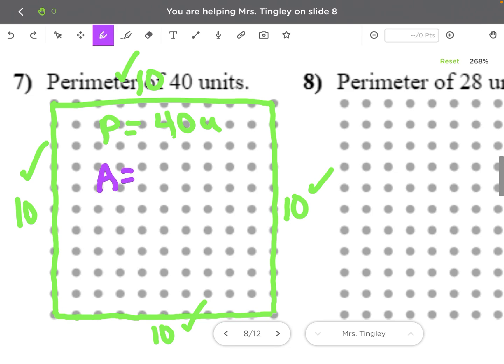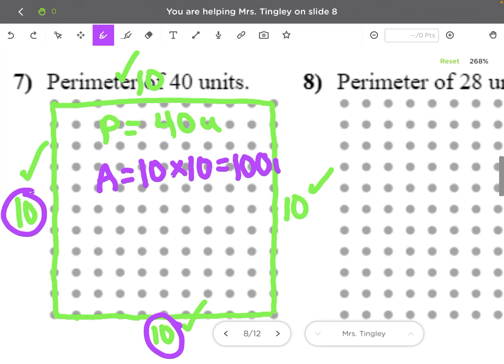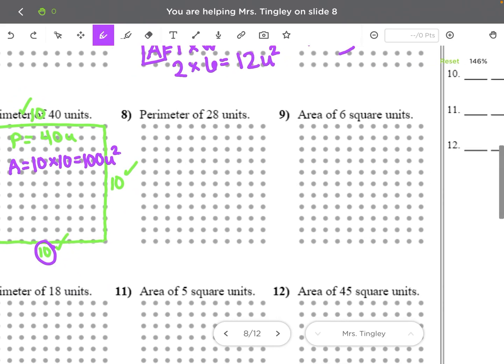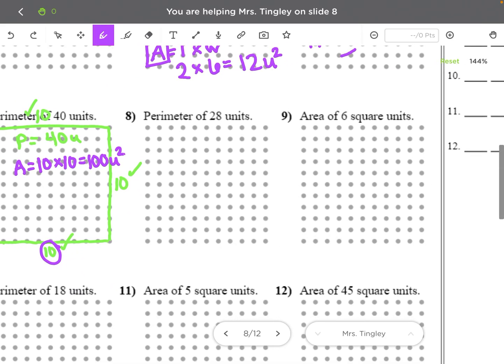Now we need to find the area. The area, you multiply the length times the width. Now it is 10 times 10. 100 units squared. That's how many squares are in this shape. There are 100 of them.